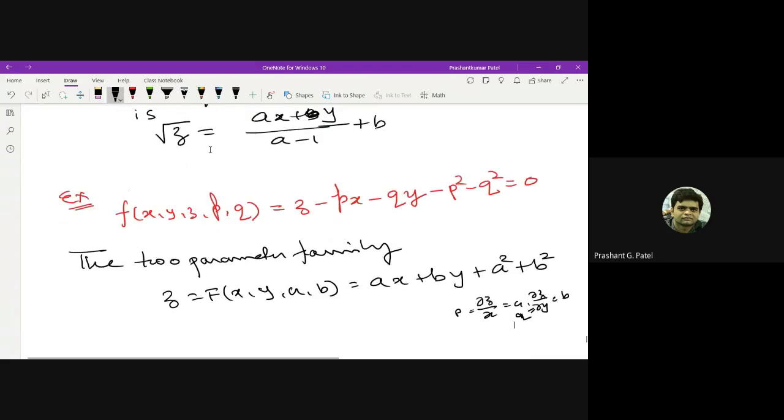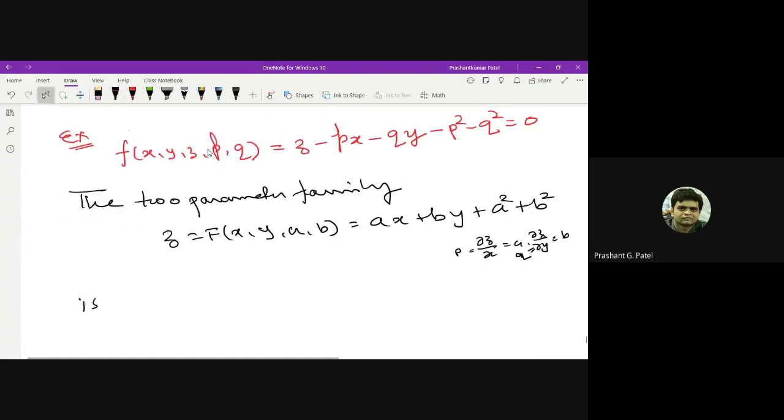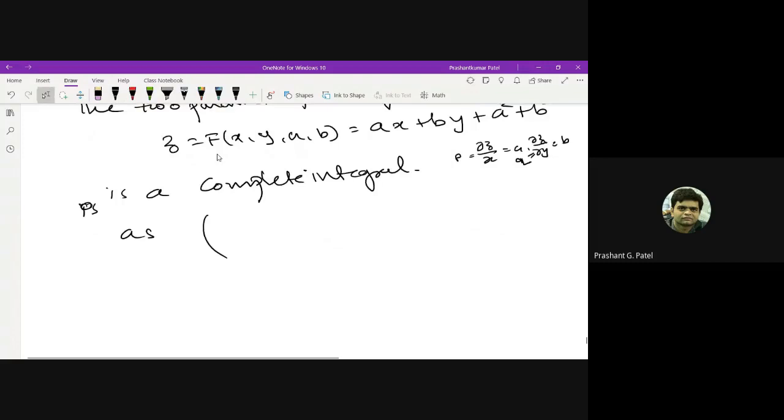So if I want to say it is a solution, I can say it right now. But if I want to write that it is a complete integral, I need to check the rank of this matrix: F_a, F_xa, F_ya, F_b, F_xb, F_yb.